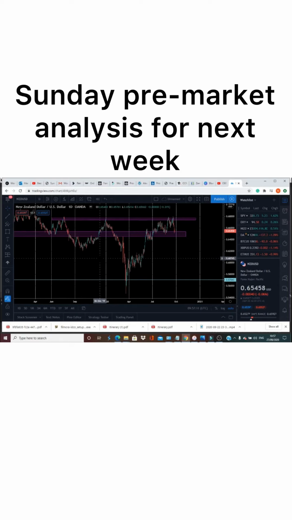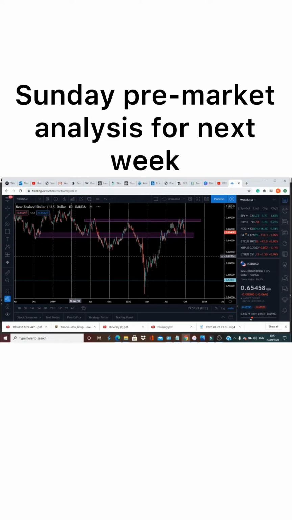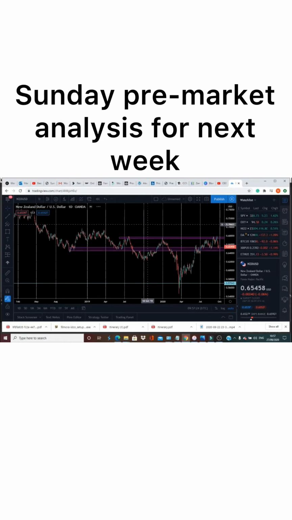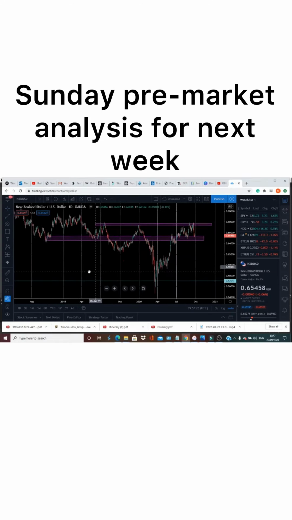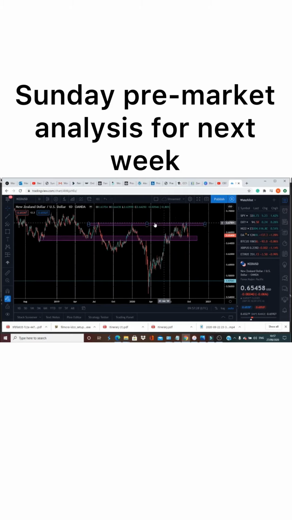So basically, we're going to be looking at a few pairs, and the first pair we're going to be taking a look at is the New Zealand USD. On the New Zealand USD, I've already drawn up some of the key levels. We can see this key level around here, and we can see this next key level here, 1, 2, 3. So this makes it a key level, and also we can see this support here and value area around here.